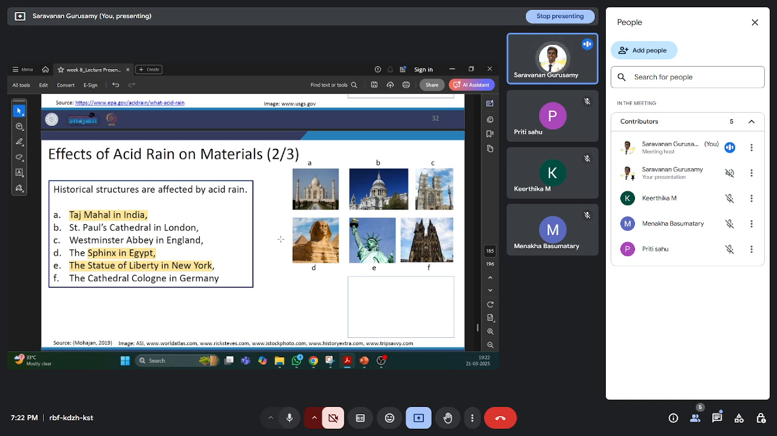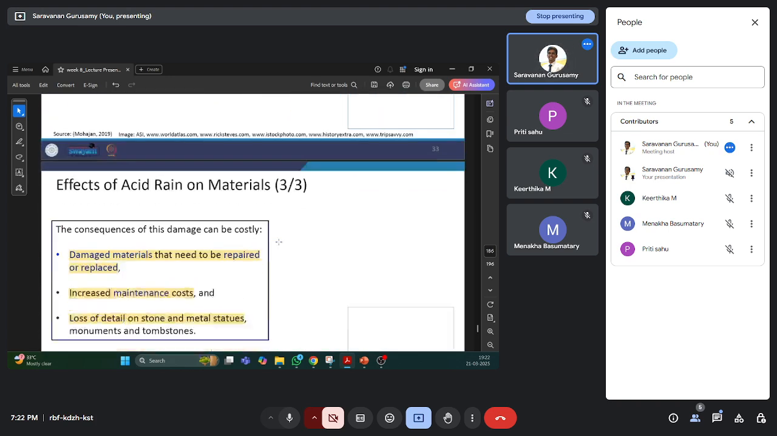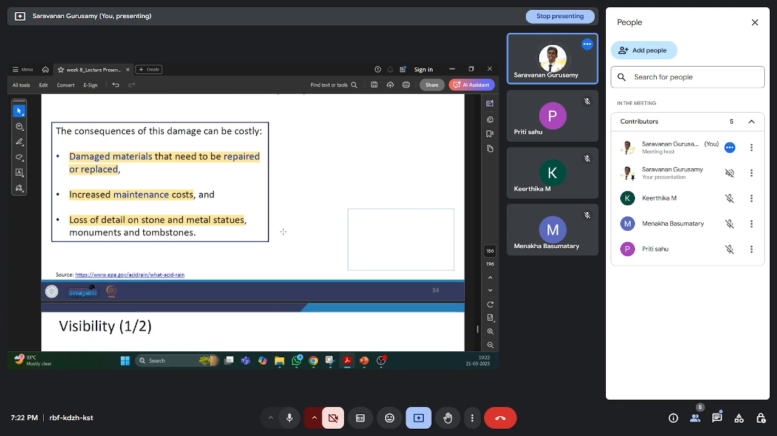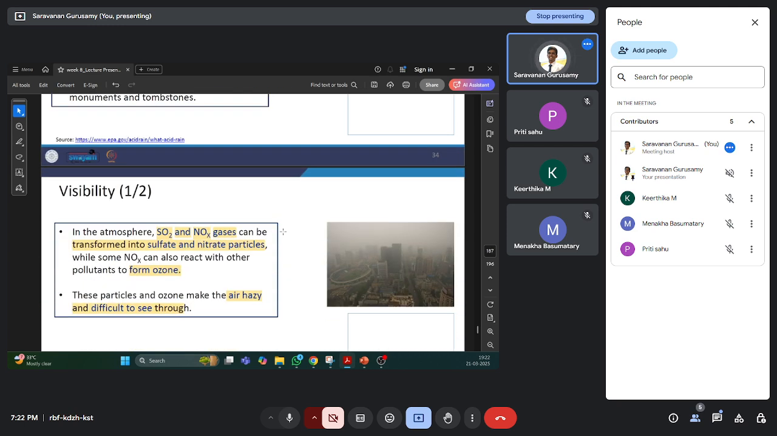Everything got affected by the dry and wet deposition of sulfur dioxide and nitrogen dioxide, everything related to air pollutants again. Damage to the material cannot be repaired. Some monuments cannot be repaired, and there is an increase in the maintenance cost of buildings. Details can be lost, and visibility will be affected due to this deposition, because sulfur dioxide and nitrogen dioxide may also be transformed into sulfates and nitrates, which are particles.